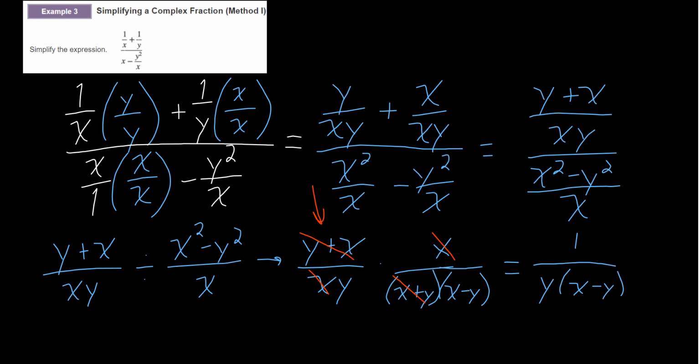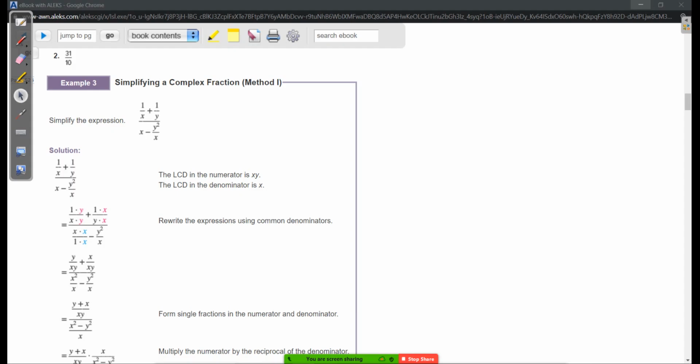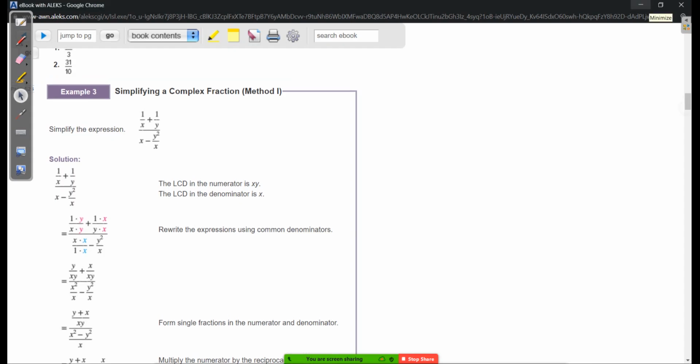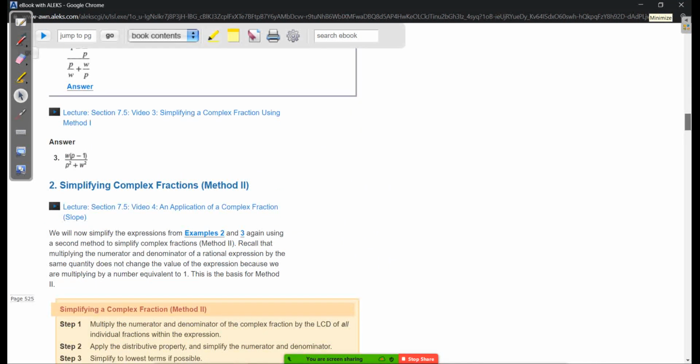Whew, it's a lot of x's and y's, yeah? All right, so let's jump to method 2 now, because I definitely 100% prefer method 2. Okay, good. So we're going to talk about method 2 now.